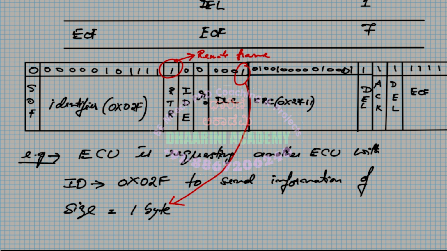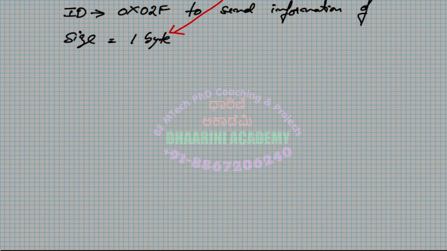You can go back and check the previous case, where we have it as 0. The difference between the remote frame and the previous frame is that there is no data. Data is not present. That's all. So it's a standard form of sending a remote frame in the CAN protocol. All right. Hope it is clear.